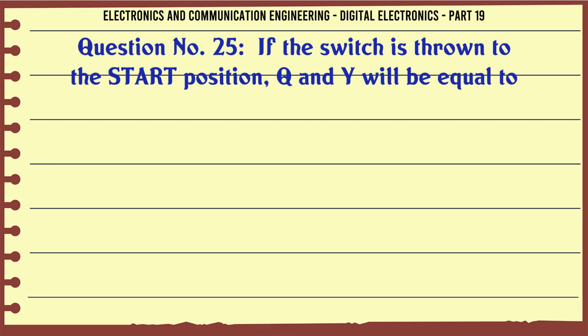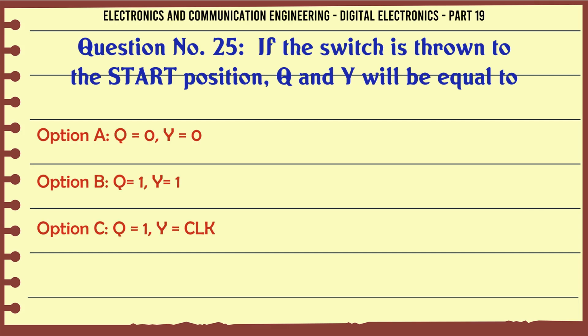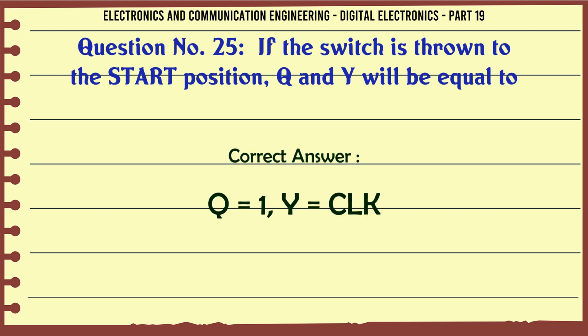If the switch is thrown to the start position, Q and Y will be equal to: A. Q0 Y0, B. Q1 Y1, C. Q1 YCLK, D. Q0 YCLK. The correct answer is Q1 YCLK.